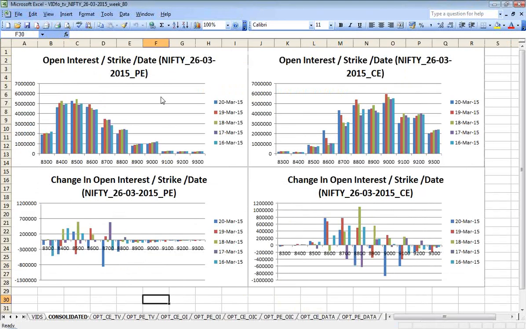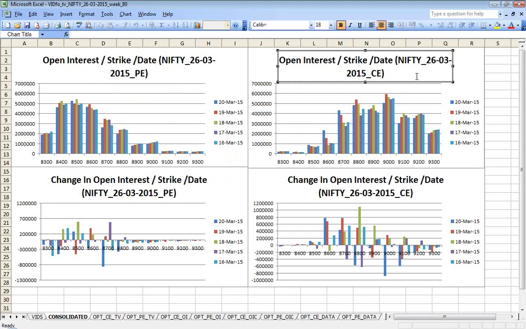Coming to this, just to put it in context, on the bottom we have the left, here we have the puts, and here we have the calls, and we have the change in puts and change in calls at the bottom. On the top we have the absolute figure for how much the open interest was for the puts, all puts on different strike prices for different dates, right? And on the right side we have it for the calls, the absolute OI for different strike prices.